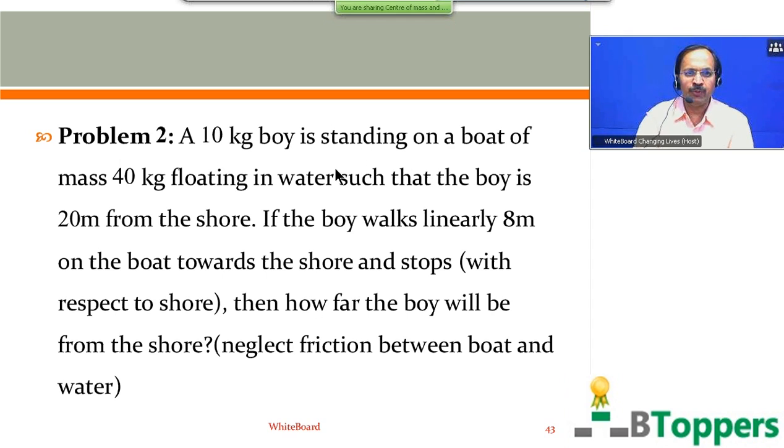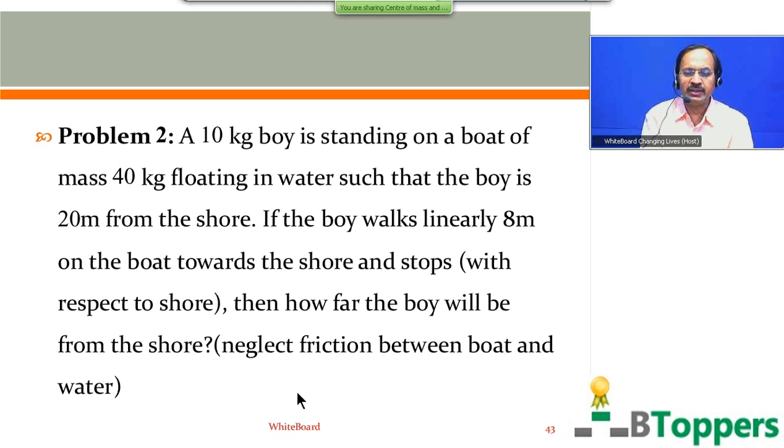A 10 kg boy is standing on a boat of mass 40 kg, floating in water, such that the boy is 20 meters from the shore. The boy walks linearly 8 meters on the boat toward the shore and stops with respect to the shore. Then how far will the boy be from the shore? Neglect friction between the boat and water.